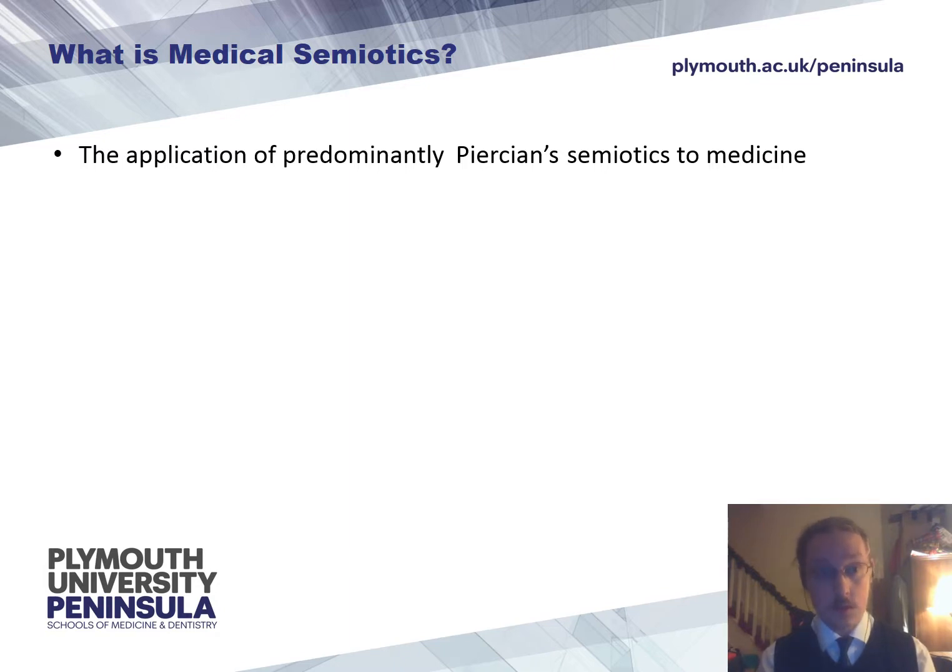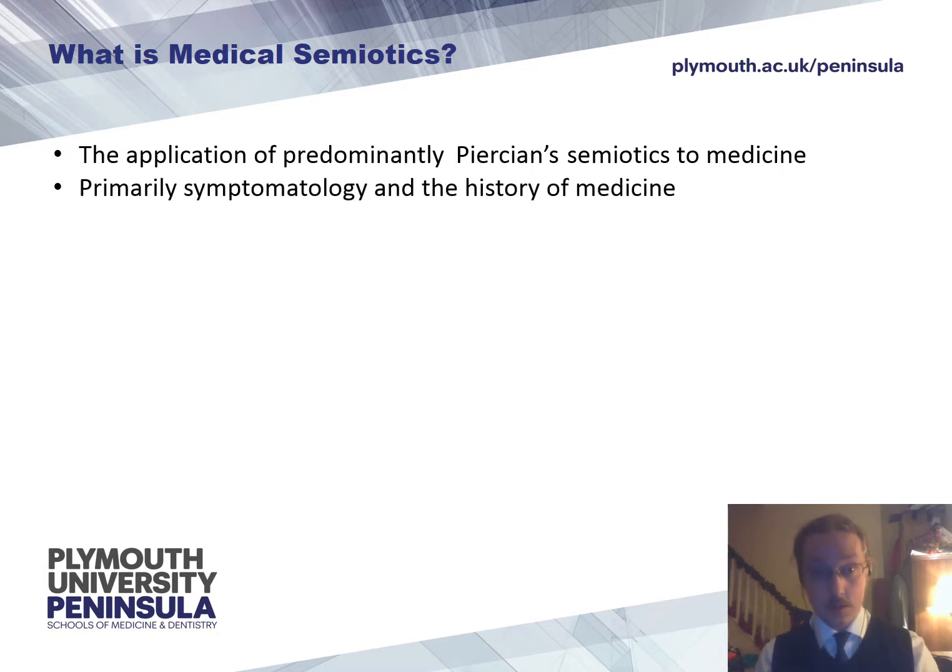It's almost the logic of reasoning in clinical diagnoses, predominantly identification of symptoms. So you know when a rash has a particular colour and a particular hue and a particular texture, what that corresponds to in terms of disease category, for example. You know how to identify ischemic heart disease because of how the symptoms present themselves as signs in the patient. So primarily it's about symptomatology and also a little bit about the history of medicine.